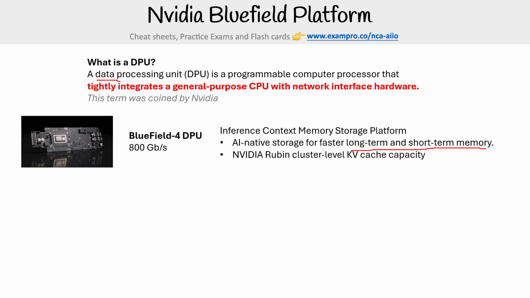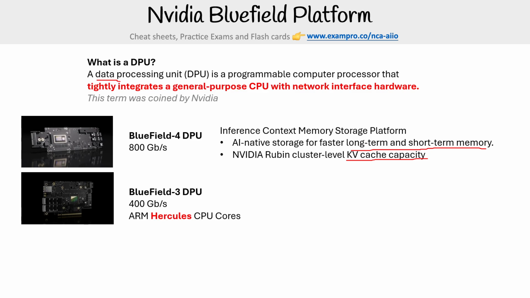We have the NVIDIA Rubin cluster level key value cache. So that's how it's storing the data, is via key value stash. Think of like Redis. You know, I'm not saying that's what it is, but think of like Redis as an example. Here we have the Bluefield 3 DPU. And this is more like what you might encounter on the exam, but we have the fourth one here. Notice that it doubles. So we have 400, now we have 800, right?